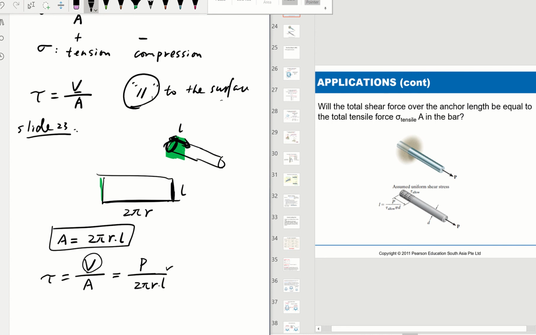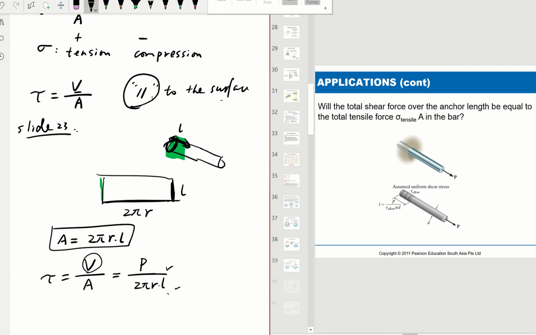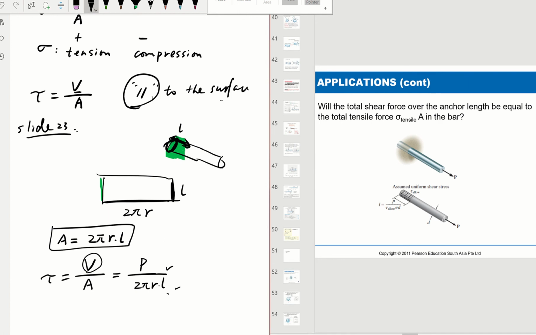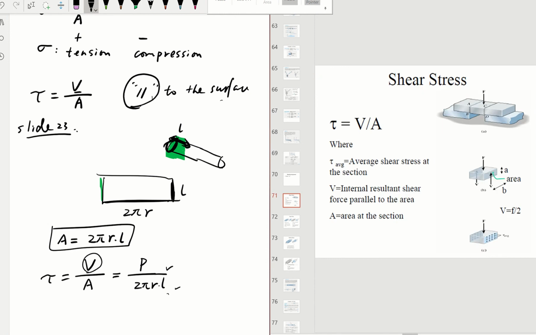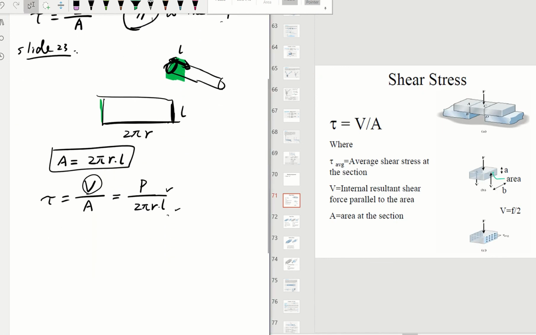So your shear stress is your internal shear divided by the cross-section area where this internal shear acts parallel to the surface. This is a very interesting concept I want you to think about: why do we get this surface area, and why is this internal shear equal to the external force P? Knowing that, I'm going to look at some other examples. Jumping forward to another example for shear, that's slide 71.